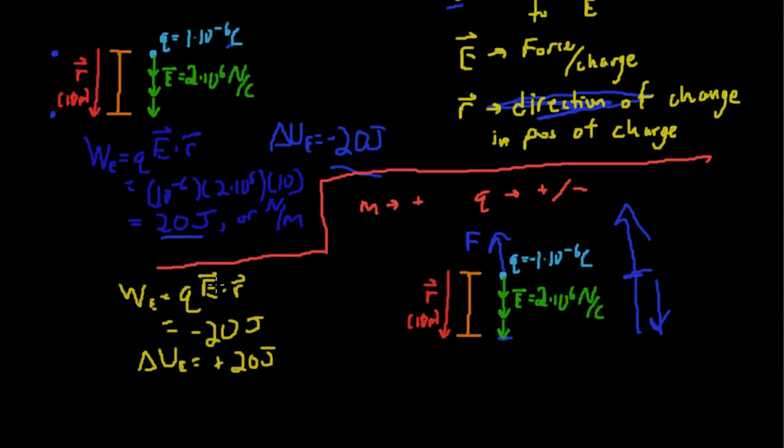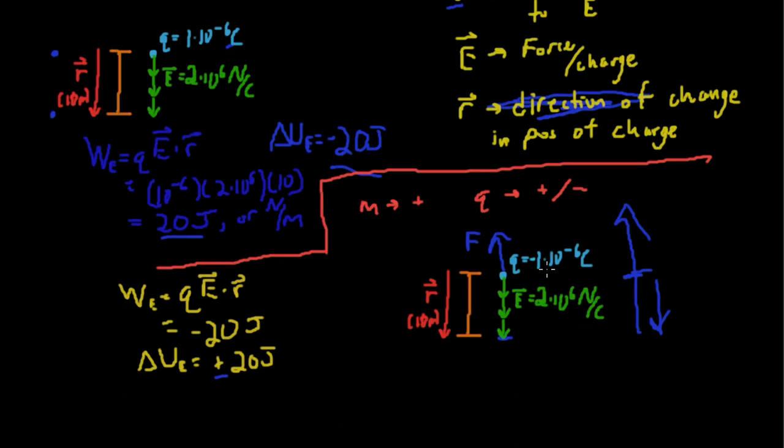And when I do the work equation, I get that the field actually does negative 20 joules of work to this charge in moving it this direction. And so we gain 20 joules of potential energy. So hopefully this makes sense. Based on the gravitational potential energy, it's very, very similar. It's just that we're dealing with a different fundamental property of objects.